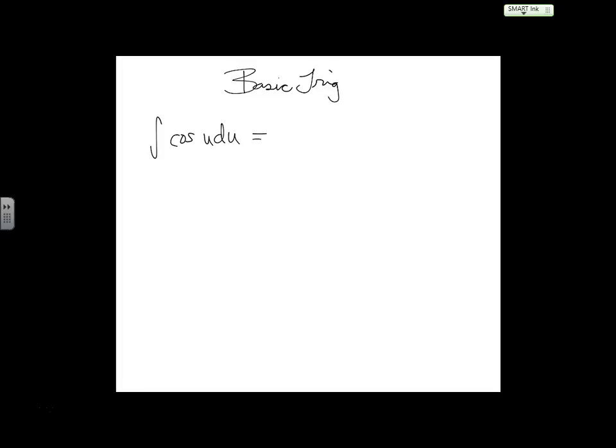Okay, help me out. Integral of cosine u is? Sine of u. Let's see. What is the integral of sine of u? Negative cosine of u plus c. What's another basic one that we should know?